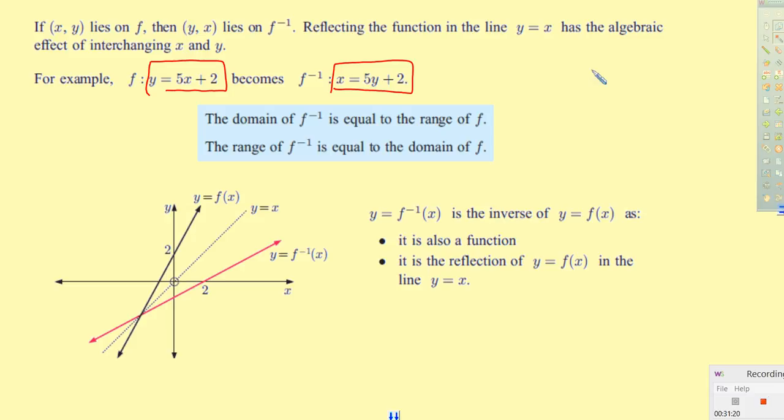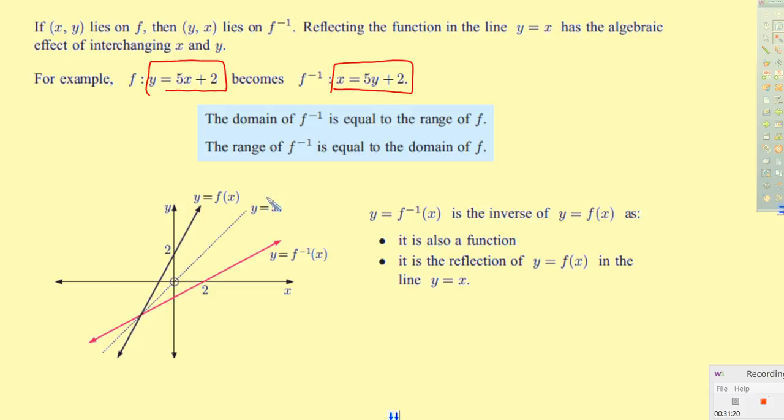Does everyone see? I hope that everyone understands that the domain of the inverse function is going to be equal to the range of the original function, and vice versa. The range of the inverse function would have to be equal to the domain of the original. So the domain of the original equals the range of the inverse, and the domain of the inverse equals the range of the original. Okay, and this is what our graph would look like.